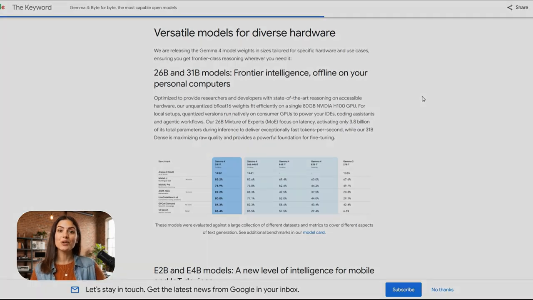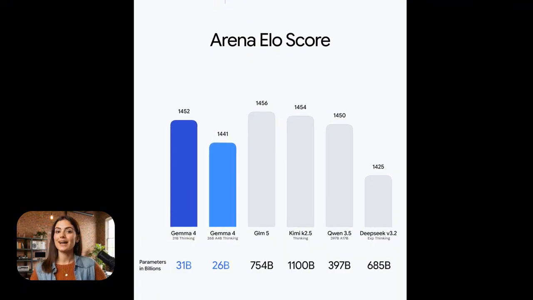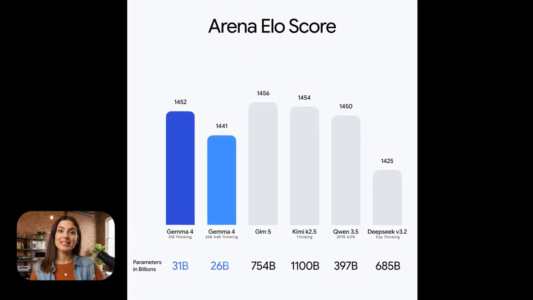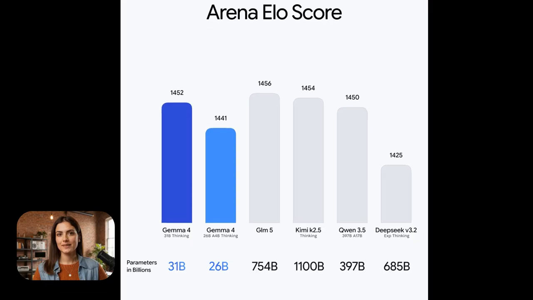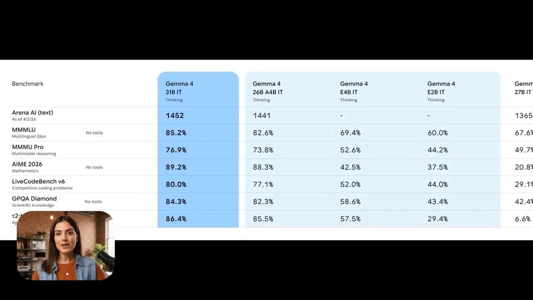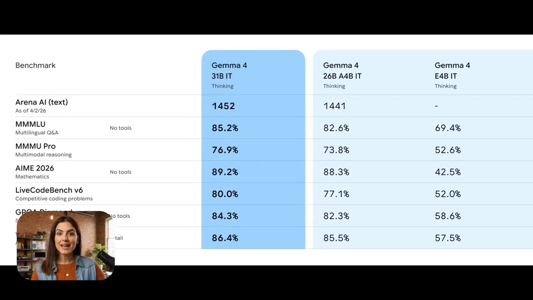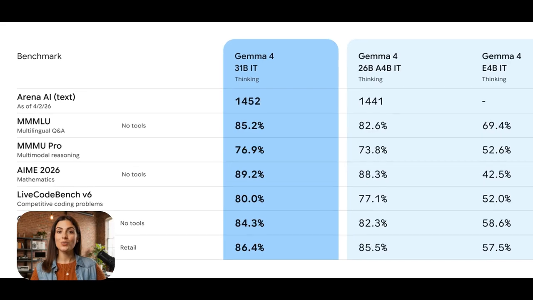The 31B model currently ranks number 3 among all open models in the world on the Arena AI Text leaderboard. The 26B model is ranked number 6. Google describes the whole family as delivering intelligence per parameter, meaning you're getting frontier-level capability in models small enough to actually run on your own hardware.